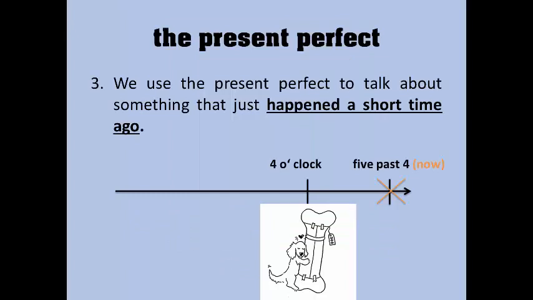And this is the third meaning of the present perfect. We use it to talk about something that just happened a short time ago. So, maybe the bone arrived in the mail at 4 o'clock and now it is 5 minutes past 4. So, the bone arrived a short time ago. And then we can also use the present perfect. The bone has just arrived.